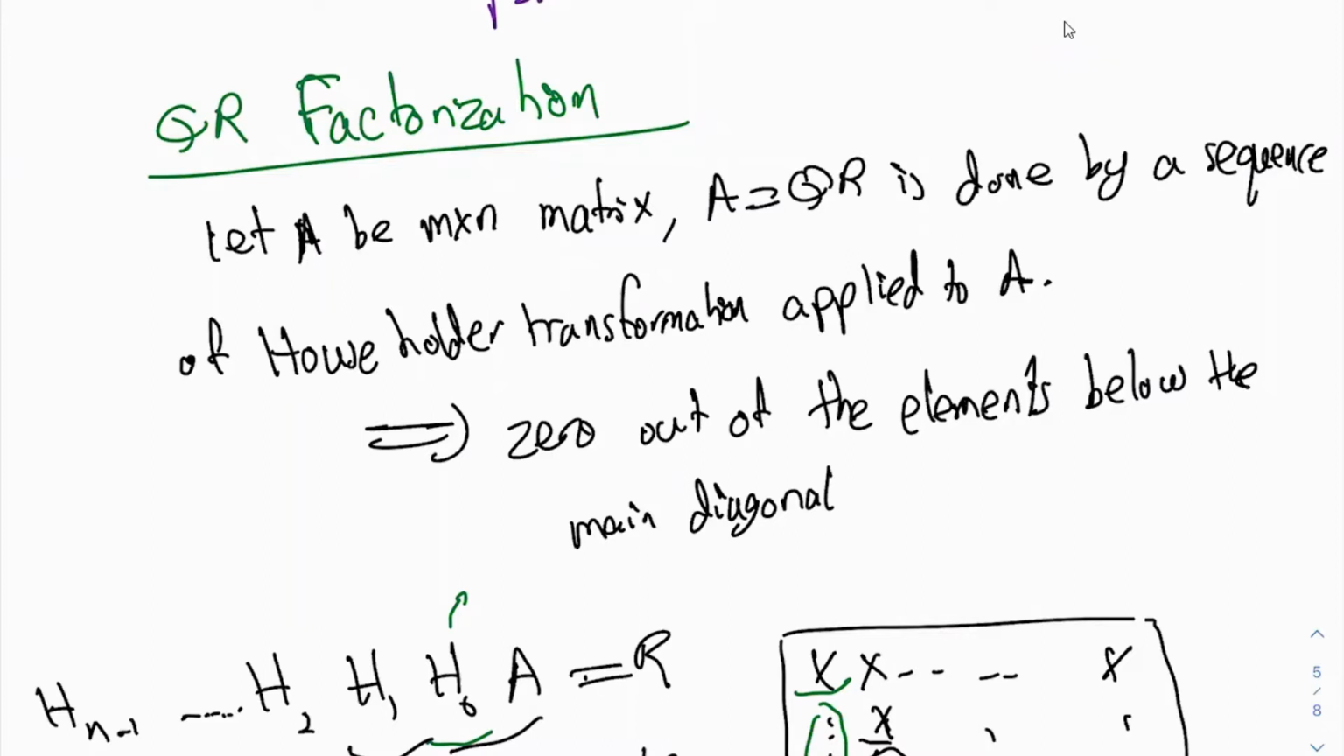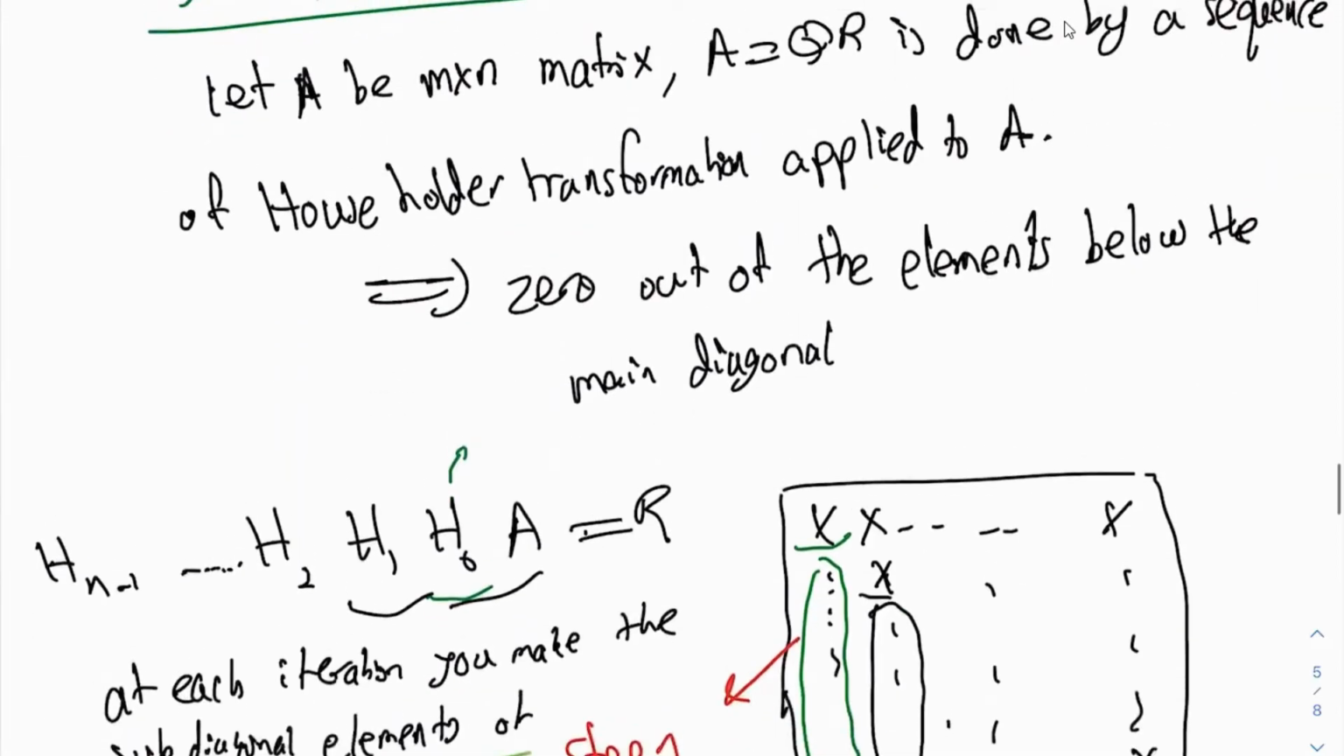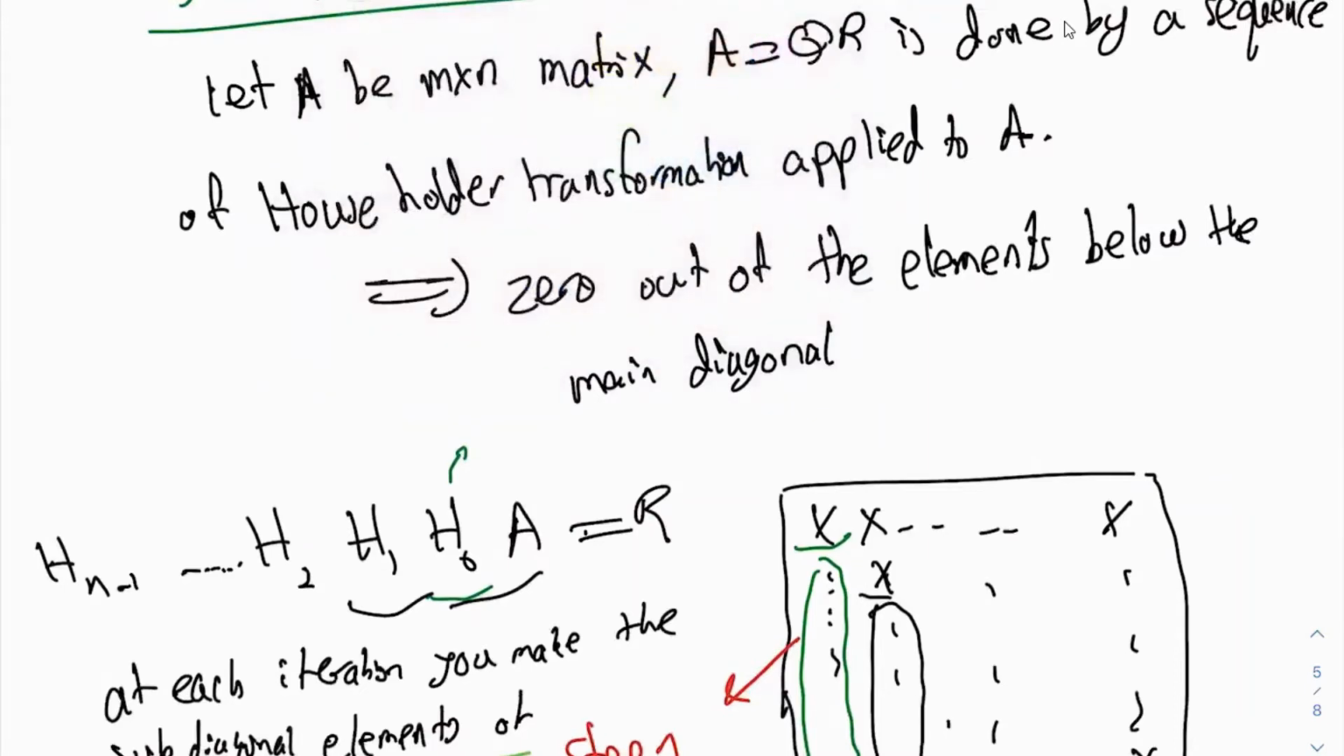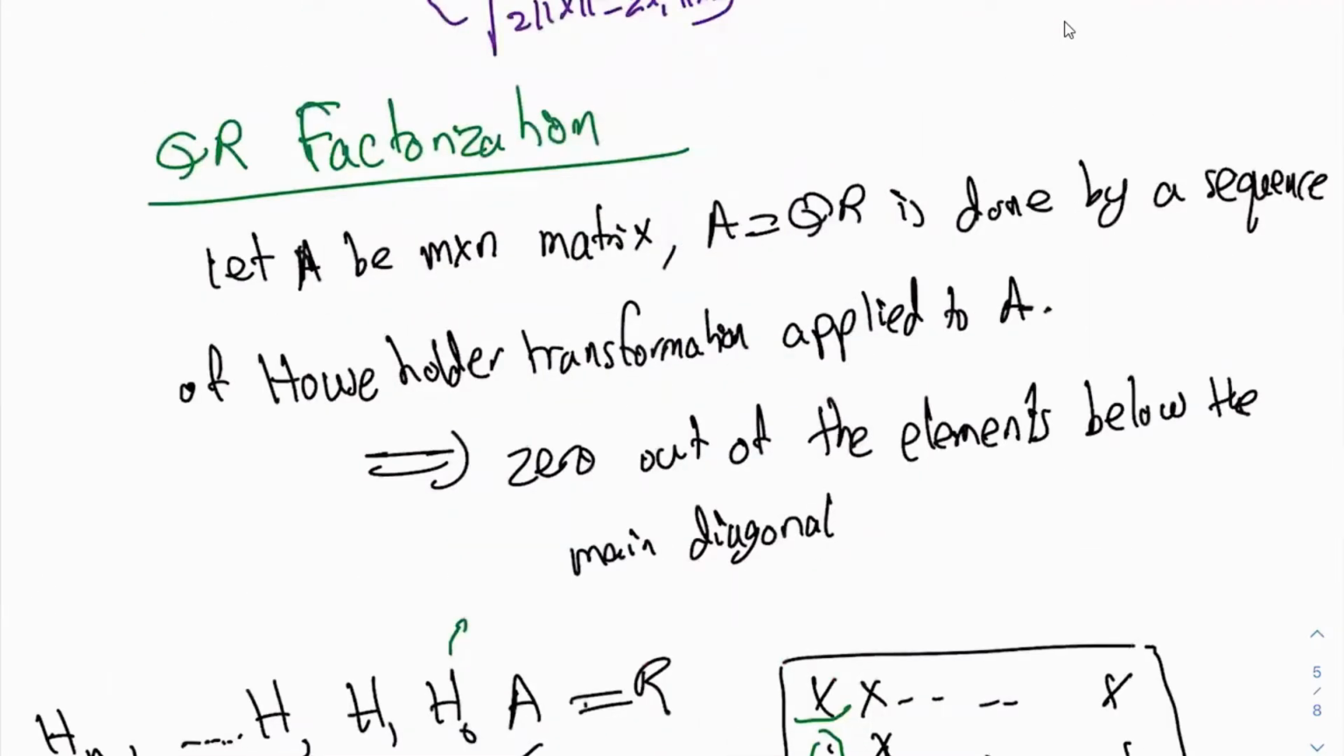In the previous video, I talked about the QR factorization using Gram-Schmidt. Gram-Schmidt is a very intuitive process, but it is not robust, right? Now let's see how we do this QR factorization. Again, assume that A is an n by n matrix. We let A be equal to QR.